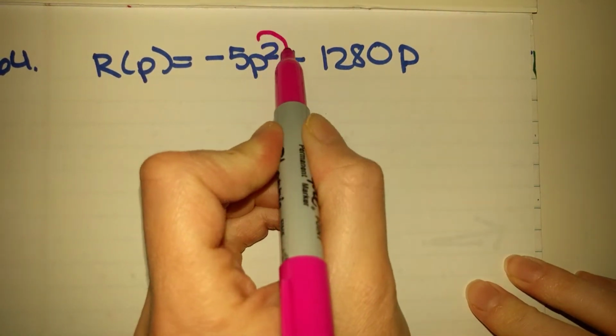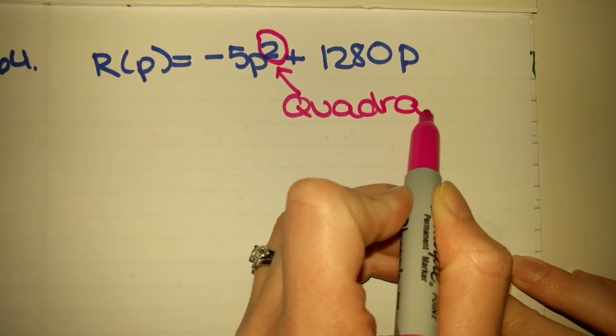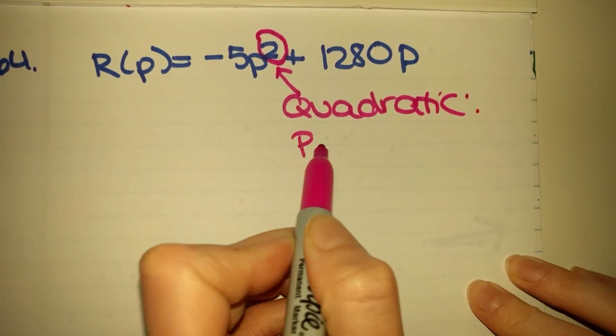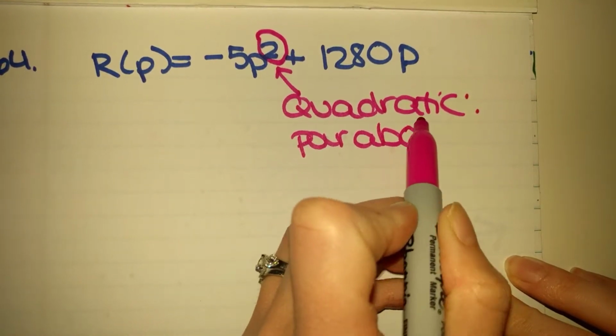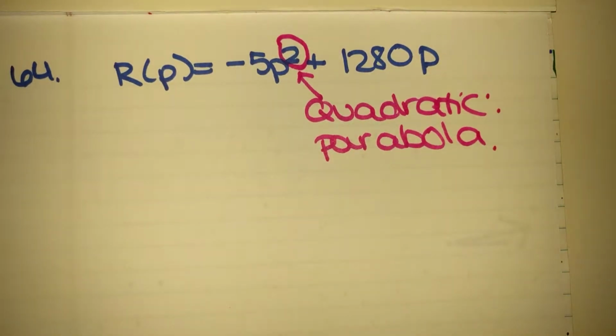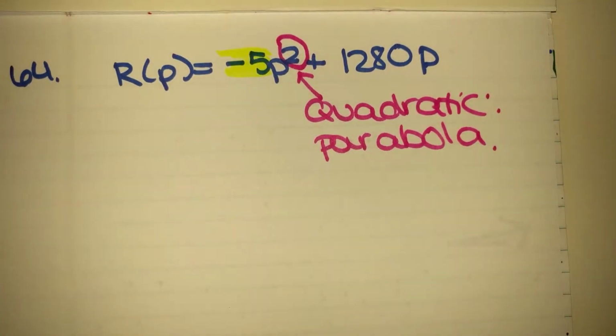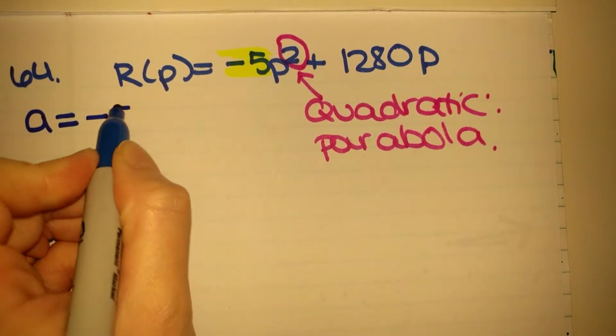Remember that because you have a square power, you have a quadratic equation. And the graph of a quadratic is going to be a parabola. And as we talked about on the last couple of problems, when we have a parabola, it either opens up or down, and you determine that by whatever coefficient you have on that square power. So here the coefficient, the a value, is -5.